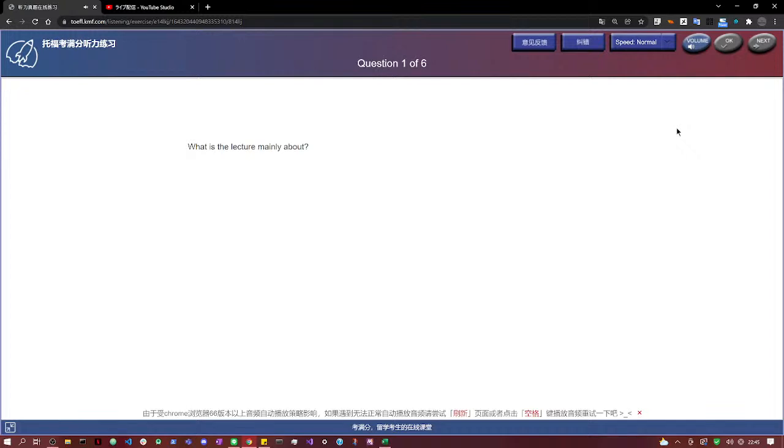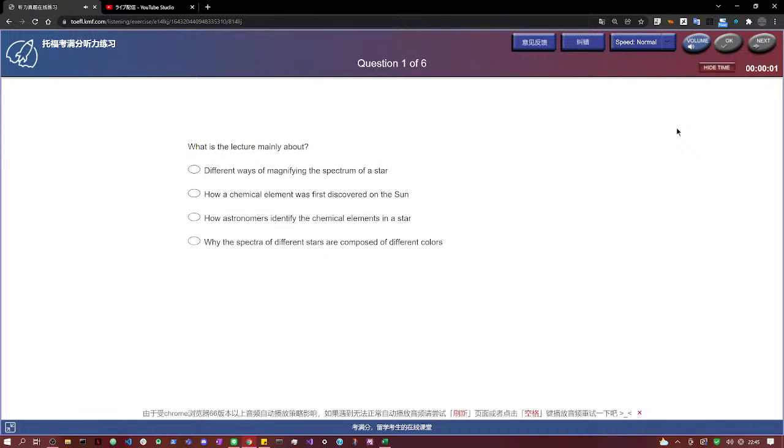What is the lecture mainly about? Different ways of magnification of spectrometer. How a chemical element was first discovered on the sun. How astronomers identify the chemical elements in stars. Why the spectra of different stars are composed of different colors.